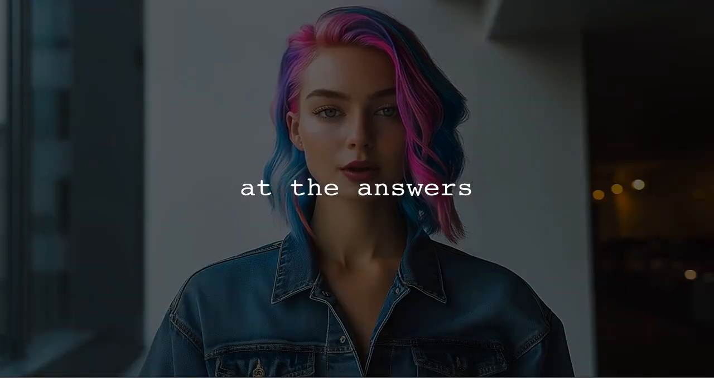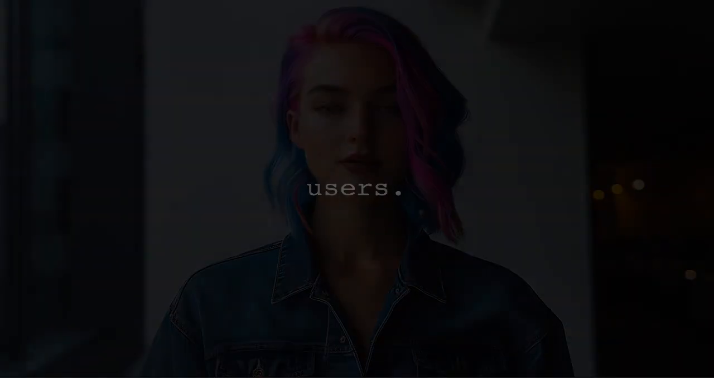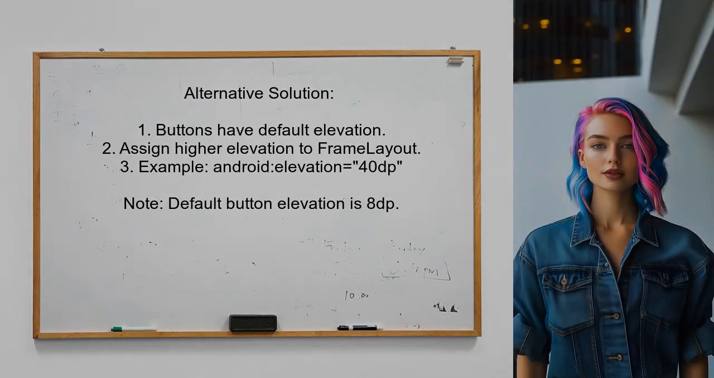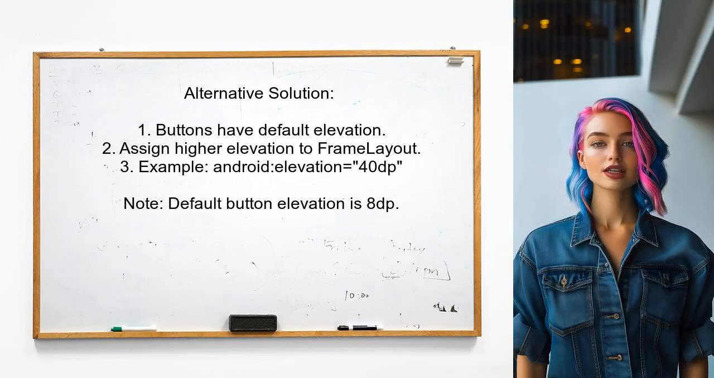Now let's look at the answers provided by other users. An alternative solution from another user highlights that buttons have a default elevation, which causes them to be drawn above other views. To fix this, you can assign a higher elevation value to the frame layout or any other view you want to appear on top of the button.